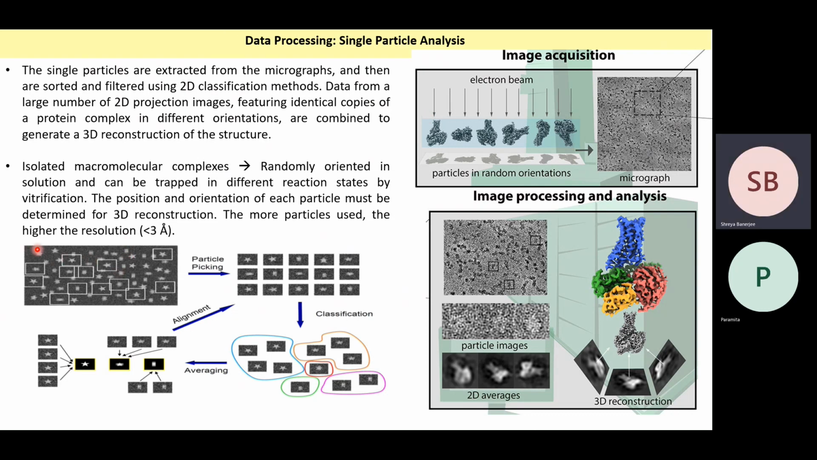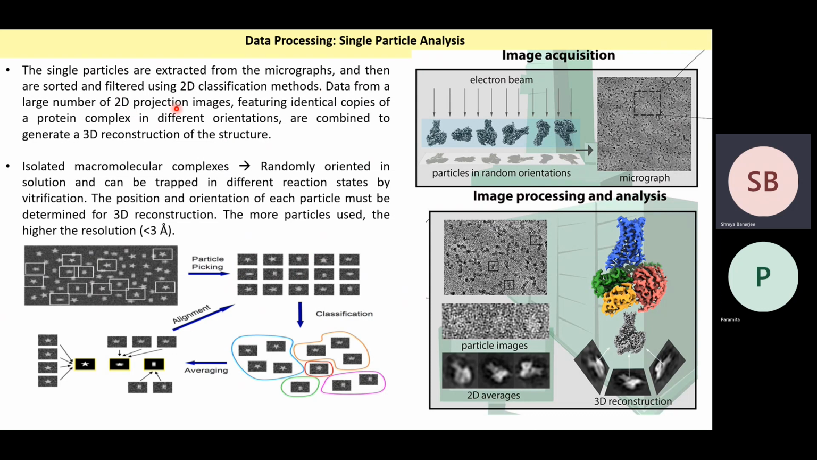Yes, so you will get many different images of the structure like this, and then they are sorted and filtered using 2D classification methods. So you have many different pictures like this, and you will choose only those pictures which are clear and represent the structure at different angles. So that will form the 2D data set.